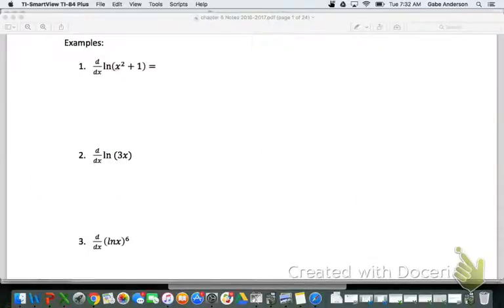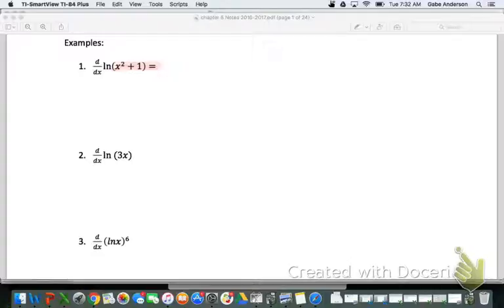All right, so the first one is the derivative of natural log of x squared plus 1. And so I think we can see from the input right here that this is a little more involved than just ln of x. And so we will need to consider the chain rule. The chain rule is going to show up.